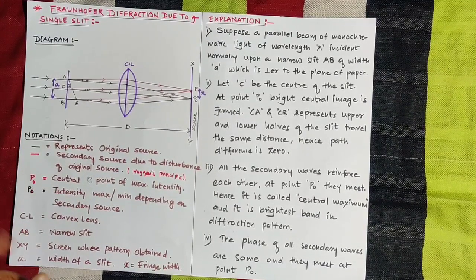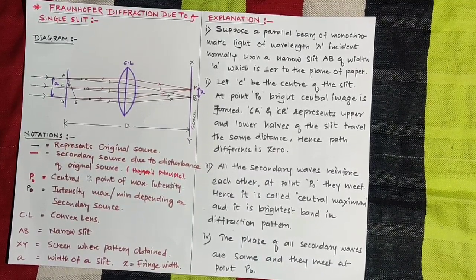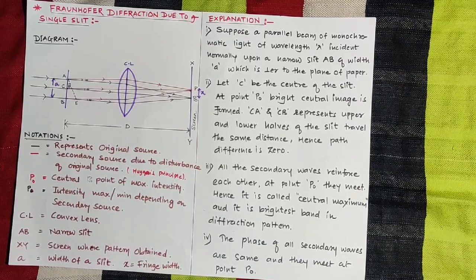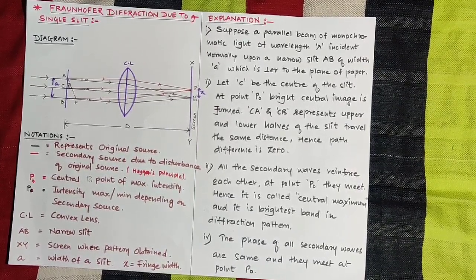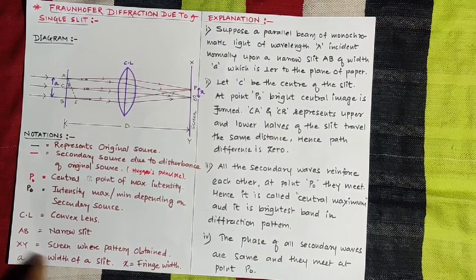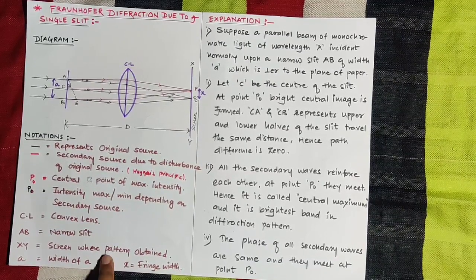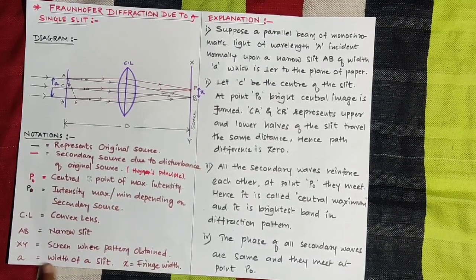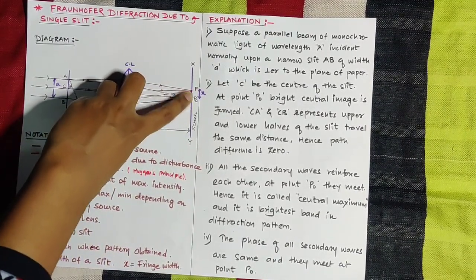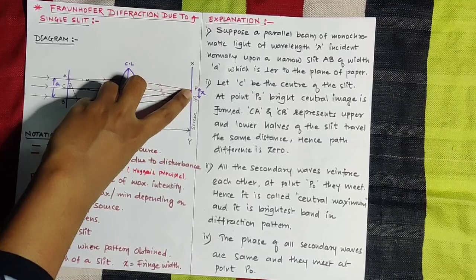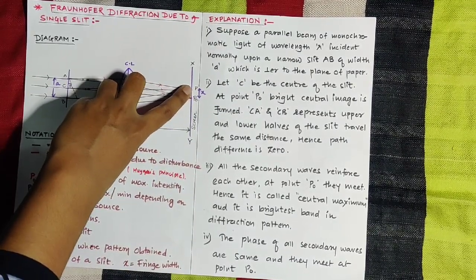CL represents a convex lens because here we consider Fraunhofer diffraction, and in the case of Fraunhofer diffraction, the diffraction pattern is obtained by using a convex lens only. Why? Because the distance is infinite. Okay, so AB is the narrow slit, XY is the screen where the diffraction pattern is obtained. Small a represents the width of the slit, and small x, look here, is the distance between these two points where a maximum or minimum point is obtained, or the central maximum or central minimum point is obtained.